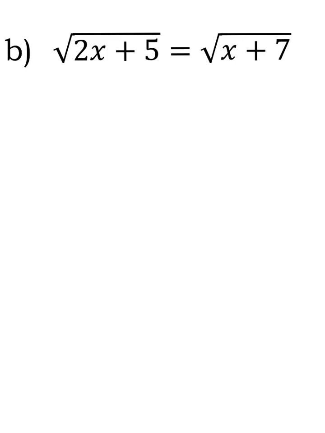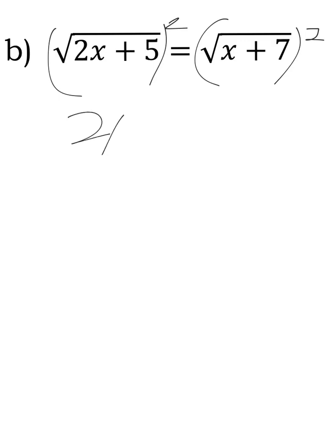Letter B, same thing, it's the square root again, so I'm going to square it. If it were the third root, I'd cube it. But it's not really going to change what's inside it. What's inside you just carry straight down. So I'm going to write 2x plus 5 equals x plus 7.